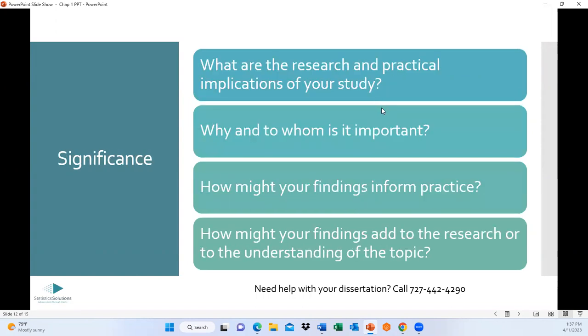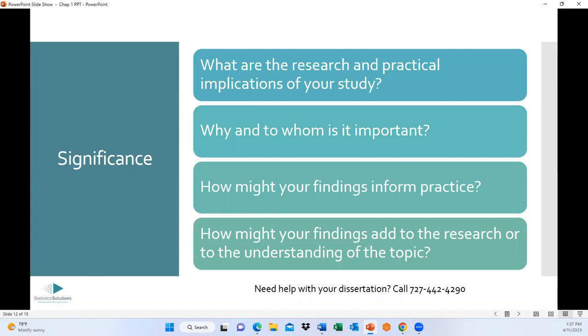Okay, the significance section. This is what professors like to call the so-what section. Meaning, you're doing a study on emotional intelligence and transformational leadership. So what? It's a little glib, but by that they mean, how is that information going to be valuable, and who is it going to be valuable to?